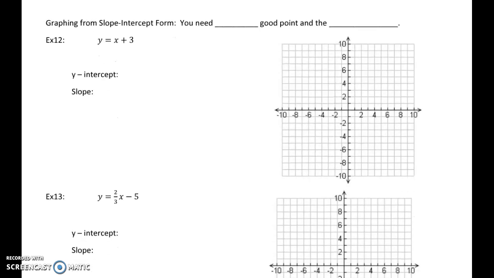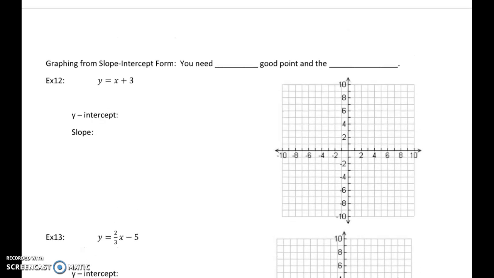Now let's review graphing from slope-intercept form. Hopefully you've seen this before. You need just 1 good point and the slope. So the slope will give you the other good point. So starting at 1 good point, using the slope to get another. When you're in slope-intercept form, this is also called graphing form, you want to pull off your y-intercept, which is your constant here. So that's when x is 0, y is positive 3, that's your y-intercept.